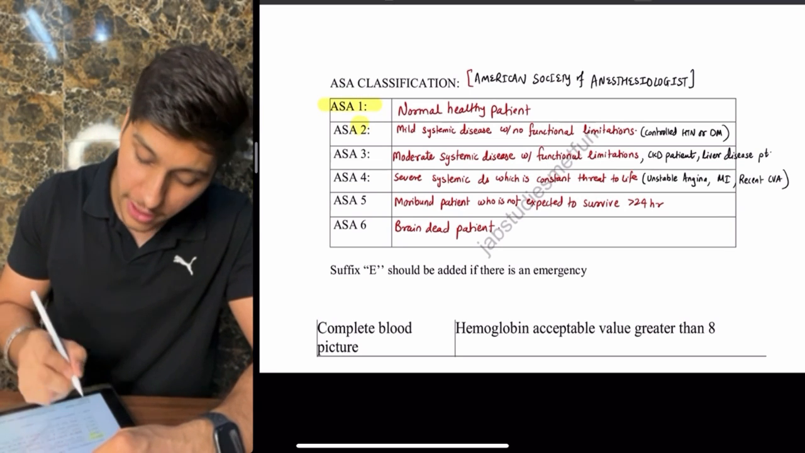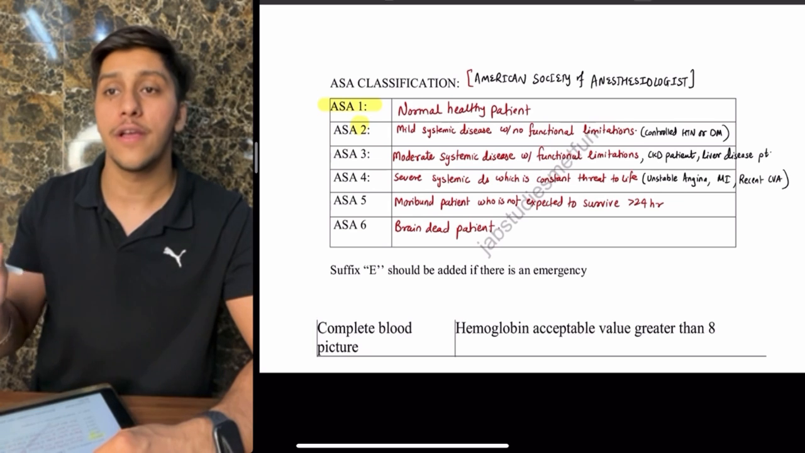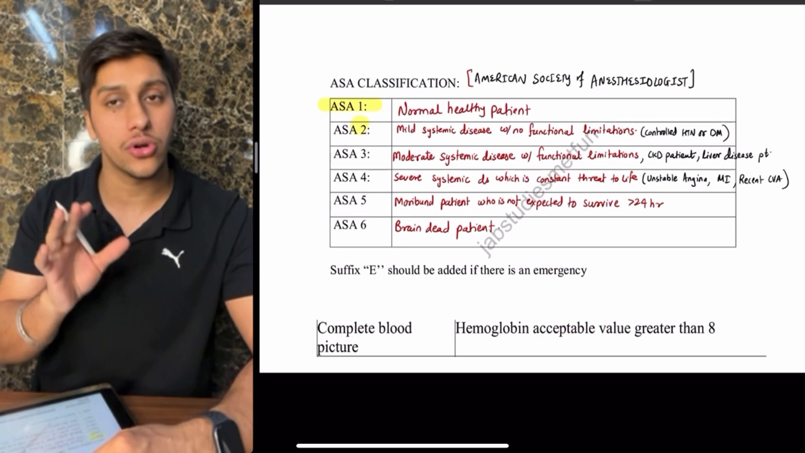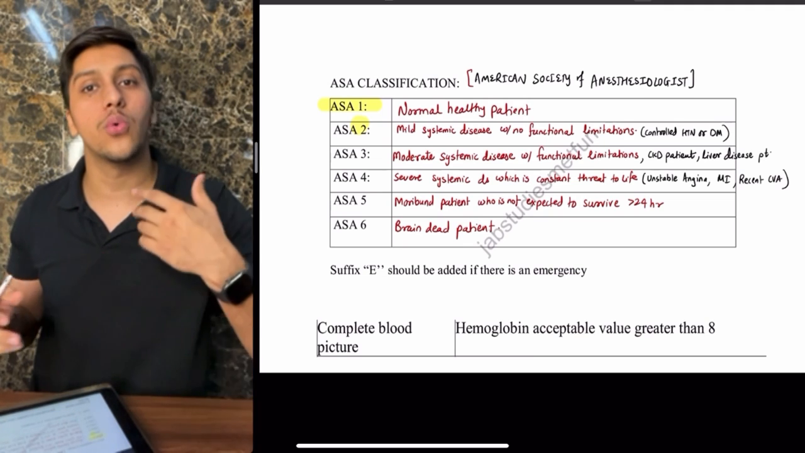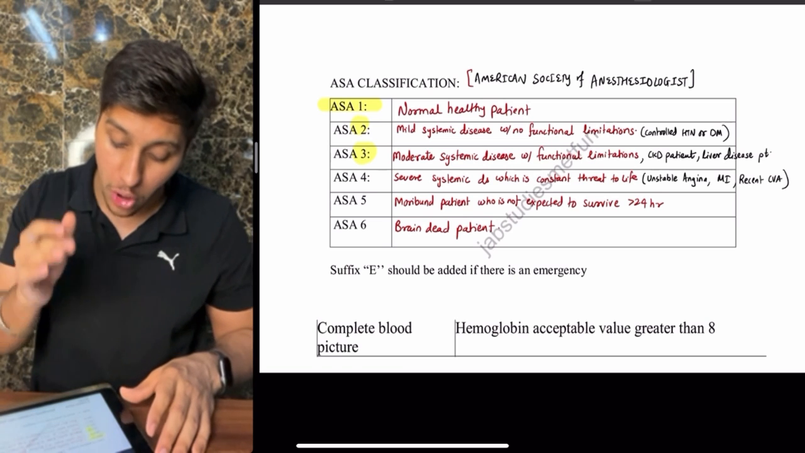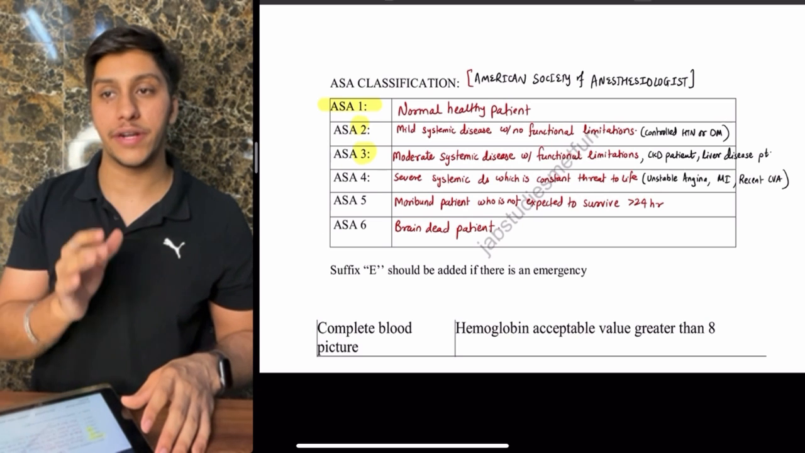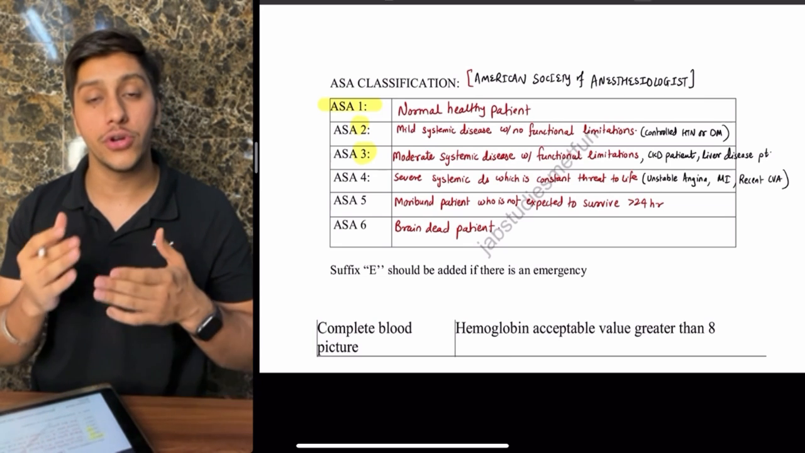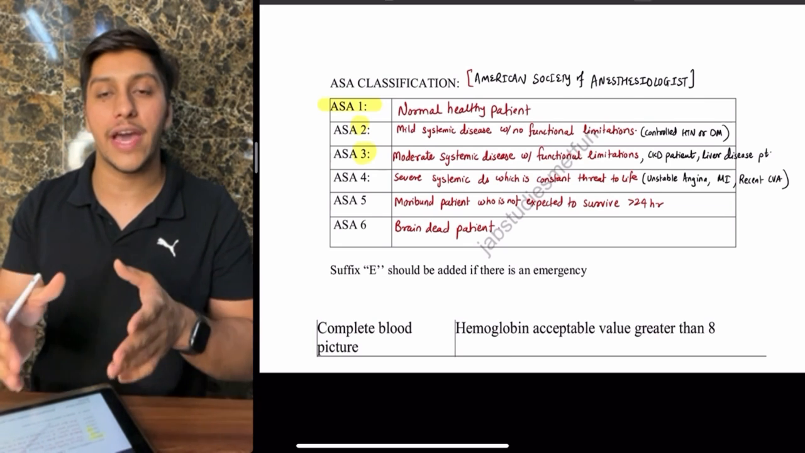ASA class 2 is a patient who has mild systemic disease without any functional limitation, which means he has hypertension or diabetes, but it is controlled, so he can do whatever he wants with respect to physical activities. ASA class 3 is a moderate systemic disease with functional limitations, which means if a patient has chronic kidney disease or liver disease, due to which there are some activities which they have to avoid.